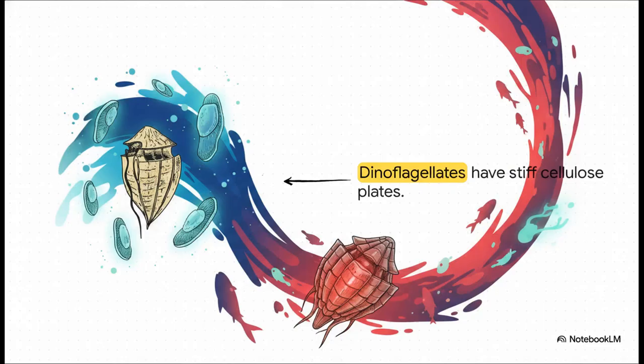Just to give you an idea of how dramatic these tiny misfits can be, check out this dinoflagellate. It uses stiff cellulose plates, kind of like biological armor, to protect itself. And some red dinoflagellates can multiply so incredibly fast that they create massive red tides, where the ocean literally appears red. The toxins they release during those blooms are so potent they can wipe out huge numbers of marine fish.